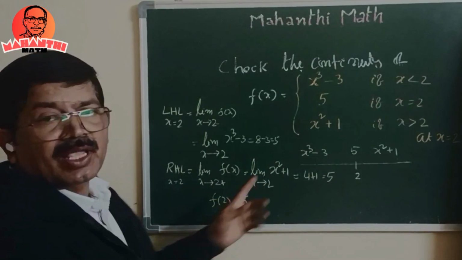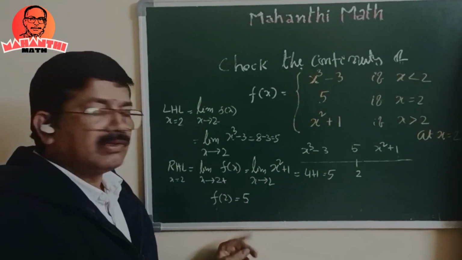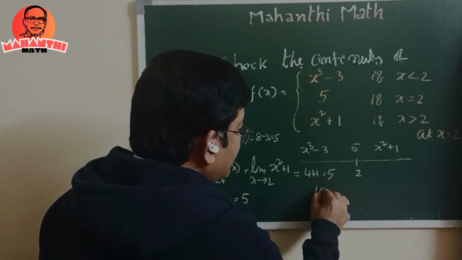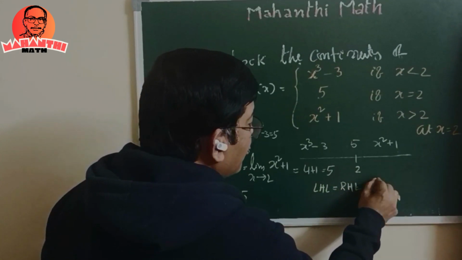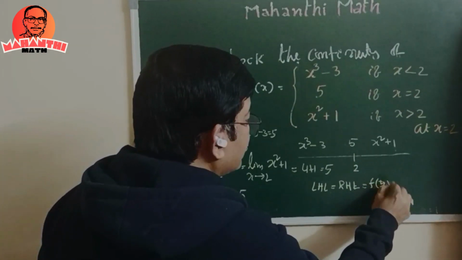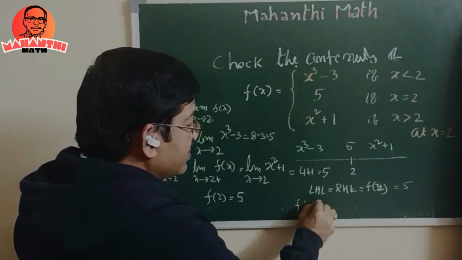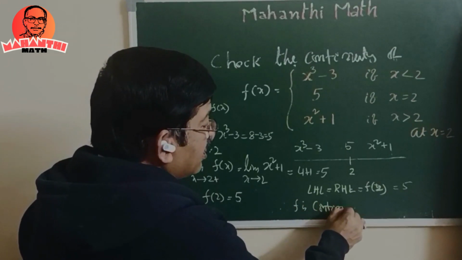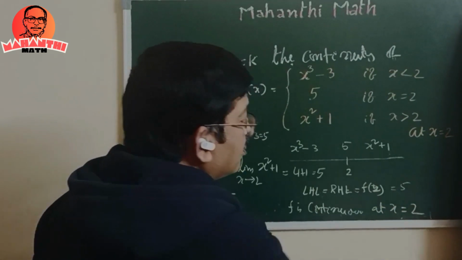You see here, LHL is 5, RHL is 5, function value is 5. So, LHL equals RHL equals function value, f of 2 equals 5. Therefore, f is continuous at x equal to 2.